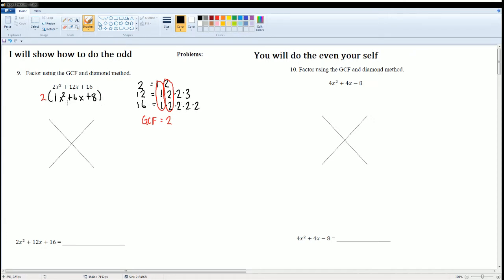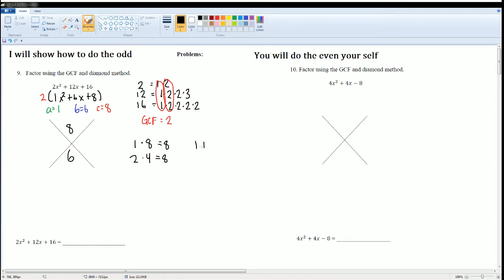Now you want to factor this out. Your A term is 1, your B term is 6, and your C term is 8. Plug it in. The top is A times C, which is 8. The bottom is just B, which is 6. You want to look at what multiplies to make the number 8. 1 times 8 gets you 8. 2 times 4 gets you 8. And that's it.